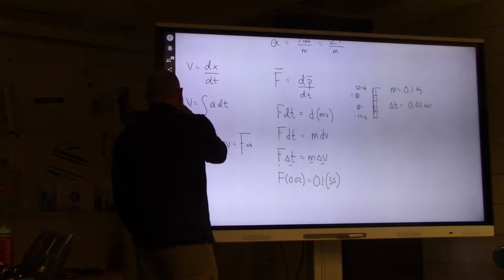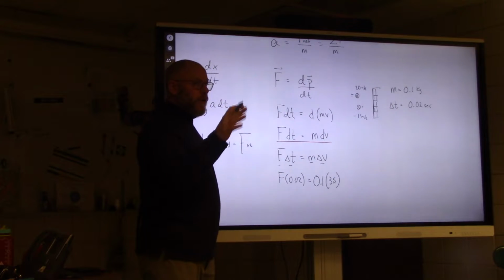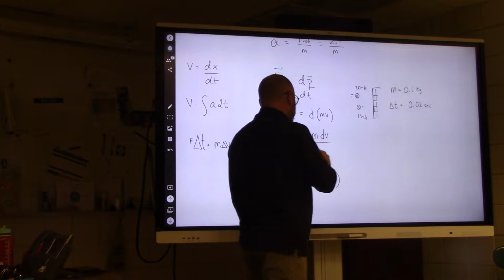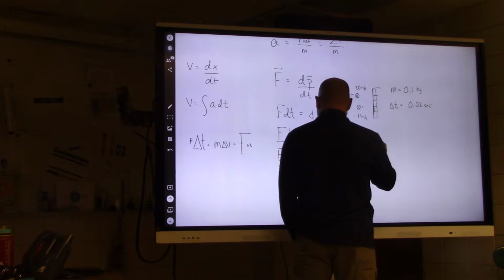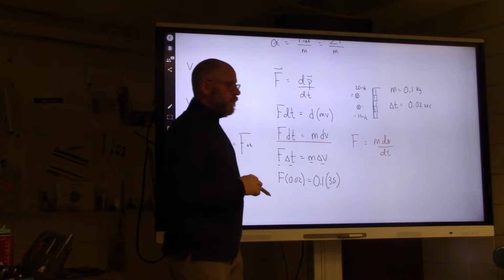So let's pull this out again. You also already recognize this, you may not notice that you recognize it. But what happens if I divide both sides by dt? What's dv dt?